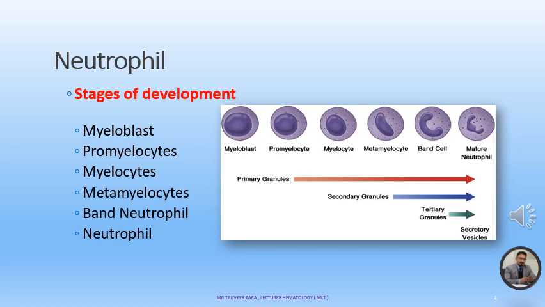The neutrophil is derived from the myeloid pluripotent stem cell, which commits itself through a common granulocytic monocytic precursor cell to become a committed neutrophil stem cell. When this neutrophilic stem cell becomes activated and starts to divide, it undergoes six different stages of development: myeloblast, promyelocyte, myelocyte, metamyelocyte, band cell or stab cell, which is basically the band neutrophil, and then the mature neutrophil.